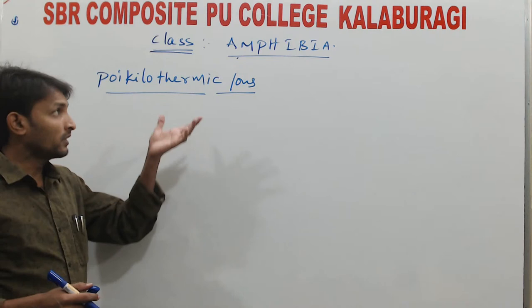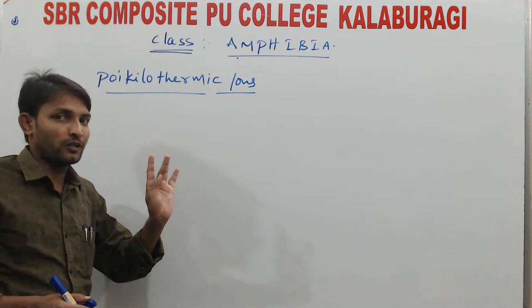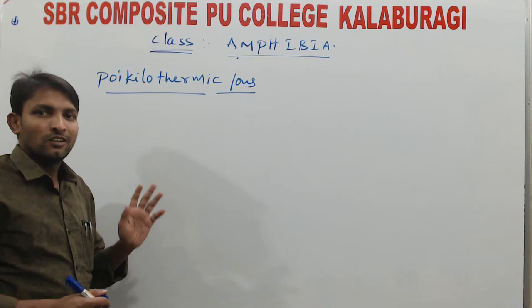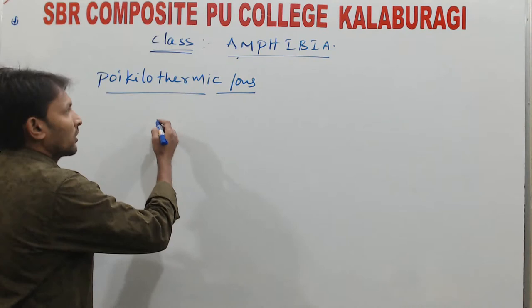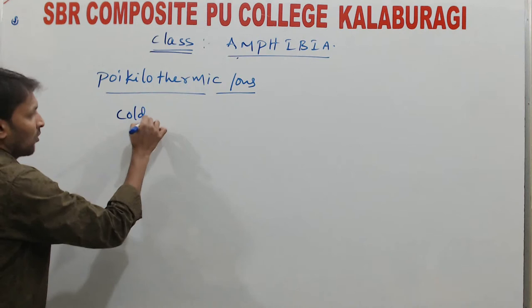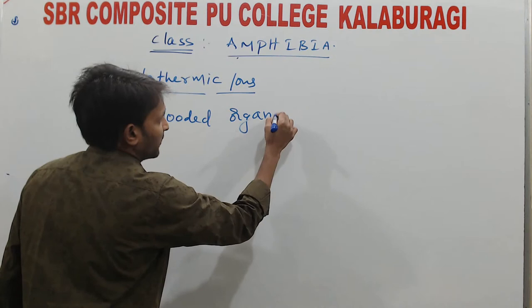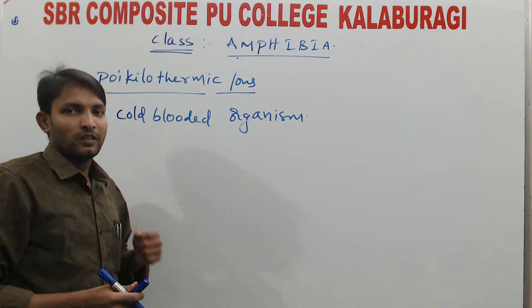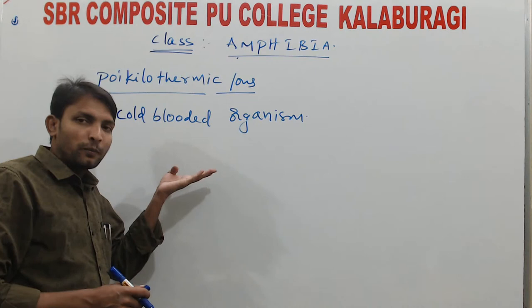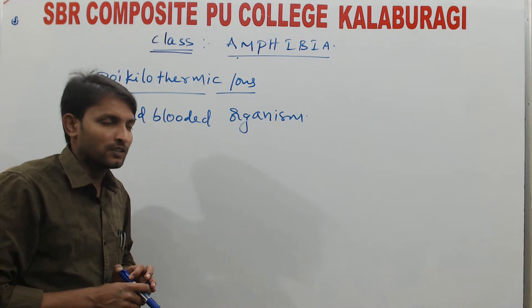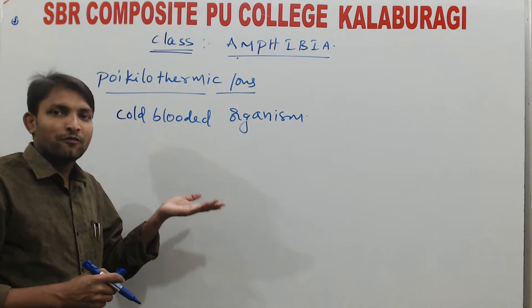But in fishes, amphibians and reptiles, keep it in mind, fishes, amphibians and reptiles, only birds and mammals can do so. Poikilothermic organisms means cold-blooded organisms which cannot maintain a constant internal temperature. Unlike us human beings, amphibians cannot maintain internal body temperature. They always have to depend on the surroundings to maintain it. For example, in the summer season, generally you cannot find amphibians during daytime.